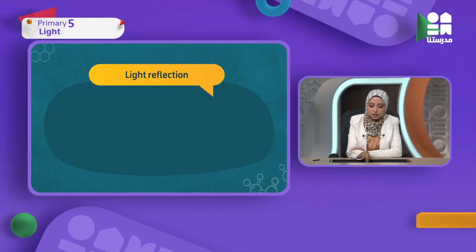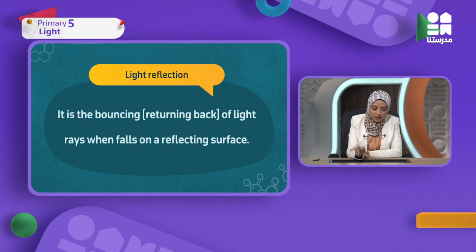So now let's begin with the definition of the light reflection. Light reflection. It's the bouncing or returning back of light rays when falls on a reflecting surface. اللايت بيرجع تاني امتى؟ لما falls on، لما بيقع على reflecting surface.